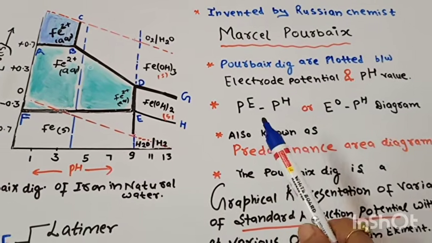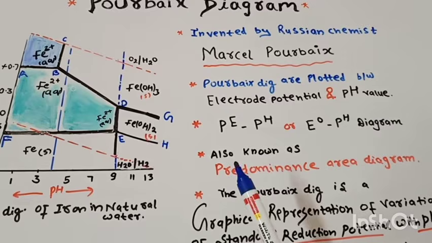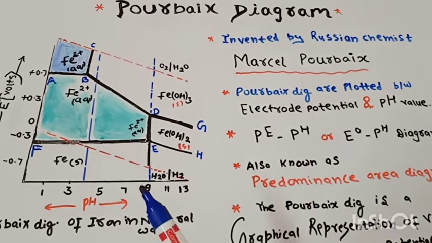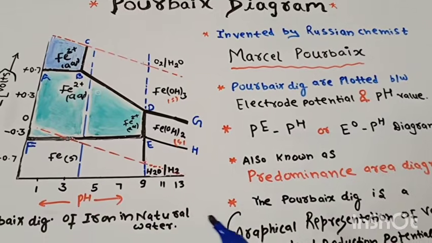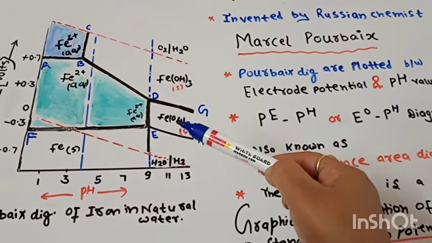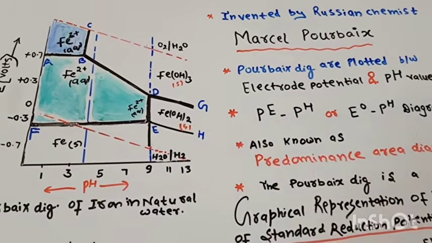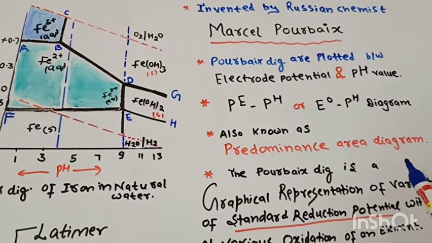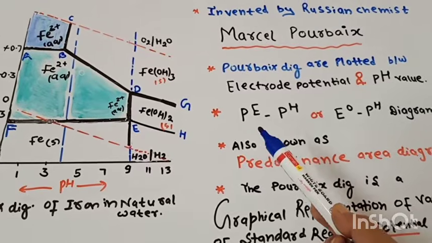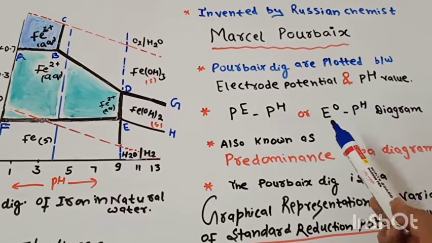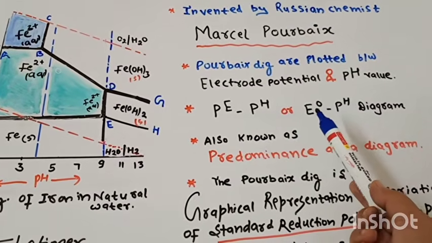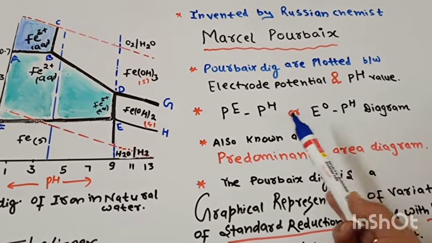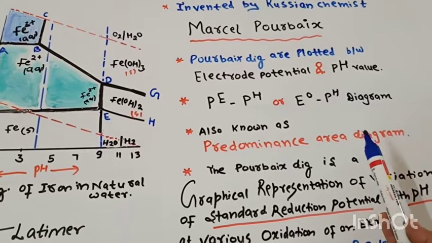And these diagrams can also be termed predominance area diagrams, because when we study them in detail, we will come to know that there are various areas which show the dominancy. So this is also termed a predominance area diagram, and in short we can say it as an E-pH or E naught-pH diagram, meaning this diagram tells the relation between electrode potential and pH. Therefore we can also call it the E-pH diagram in short.